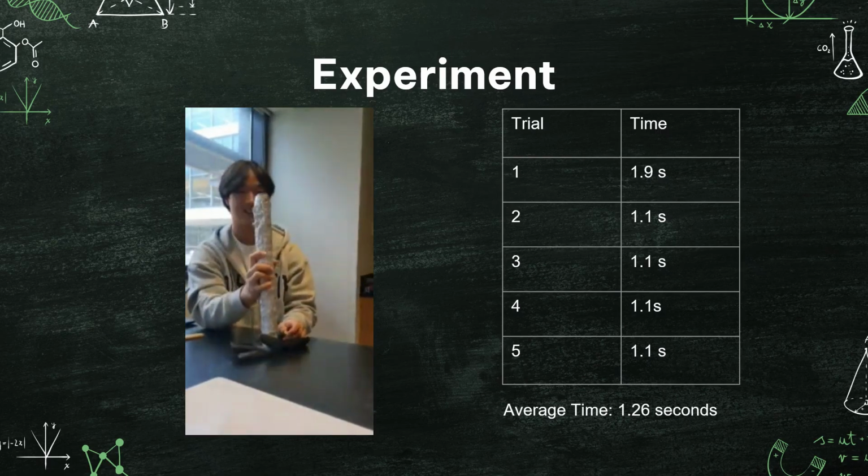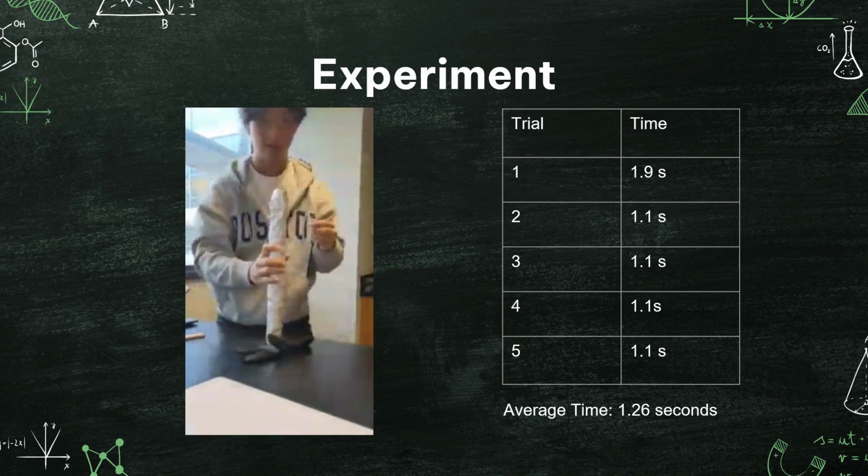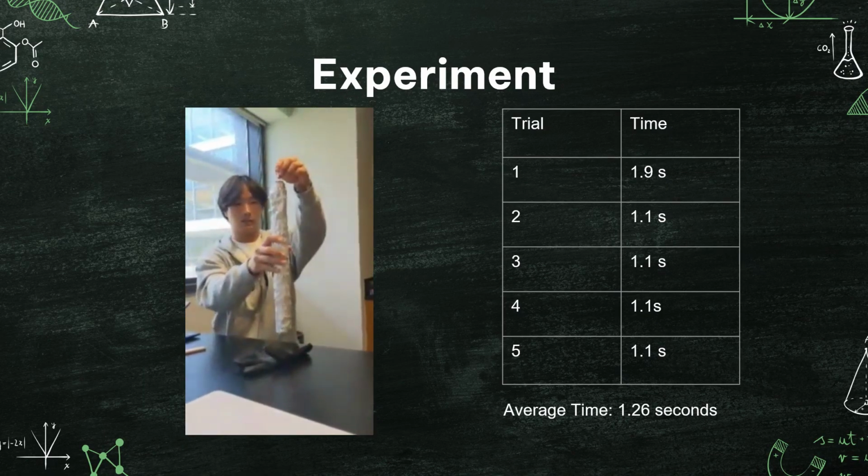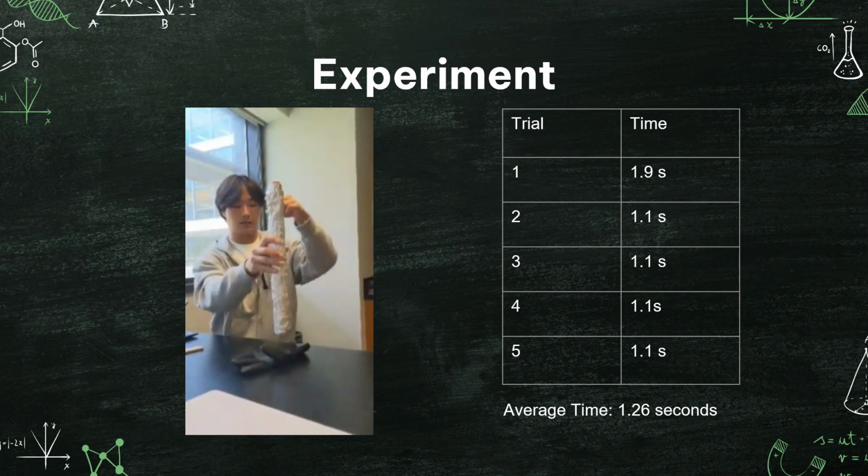And then on the right side of the screen here, you can see the amount of time it took for the magnet to fall with each attempt, and the average time being 1.26 seconds.